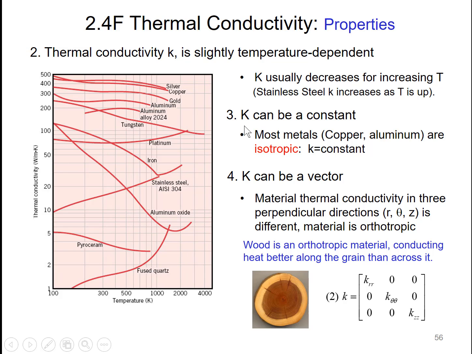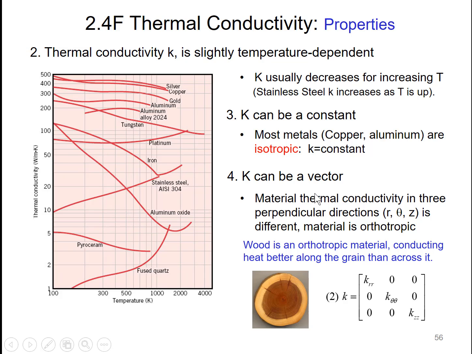Third, thermal conductivity K can be a constant. We have run into it many times. Most metals, like copper, aluminum, and silver, are isotropic, meaning their K value is constant.